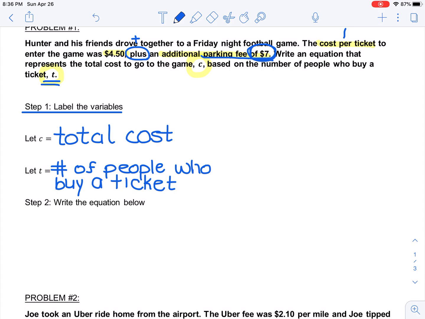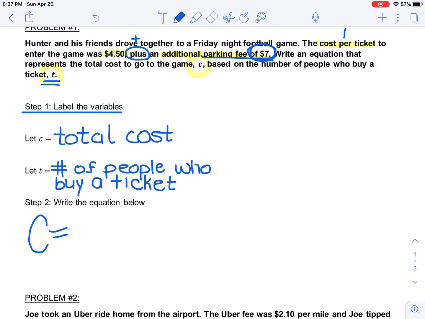It's a one-time fee. I'm always going to start with the variable that represents the key word here, which is total. So I know the total cost of the game, C. I'm going to start with that variable. It's kind of hard to pick out what variable to start with. One piece of advice we can give you is to look for where it says the total cost or total distance or total miles. That's how I'm going to start my equation.